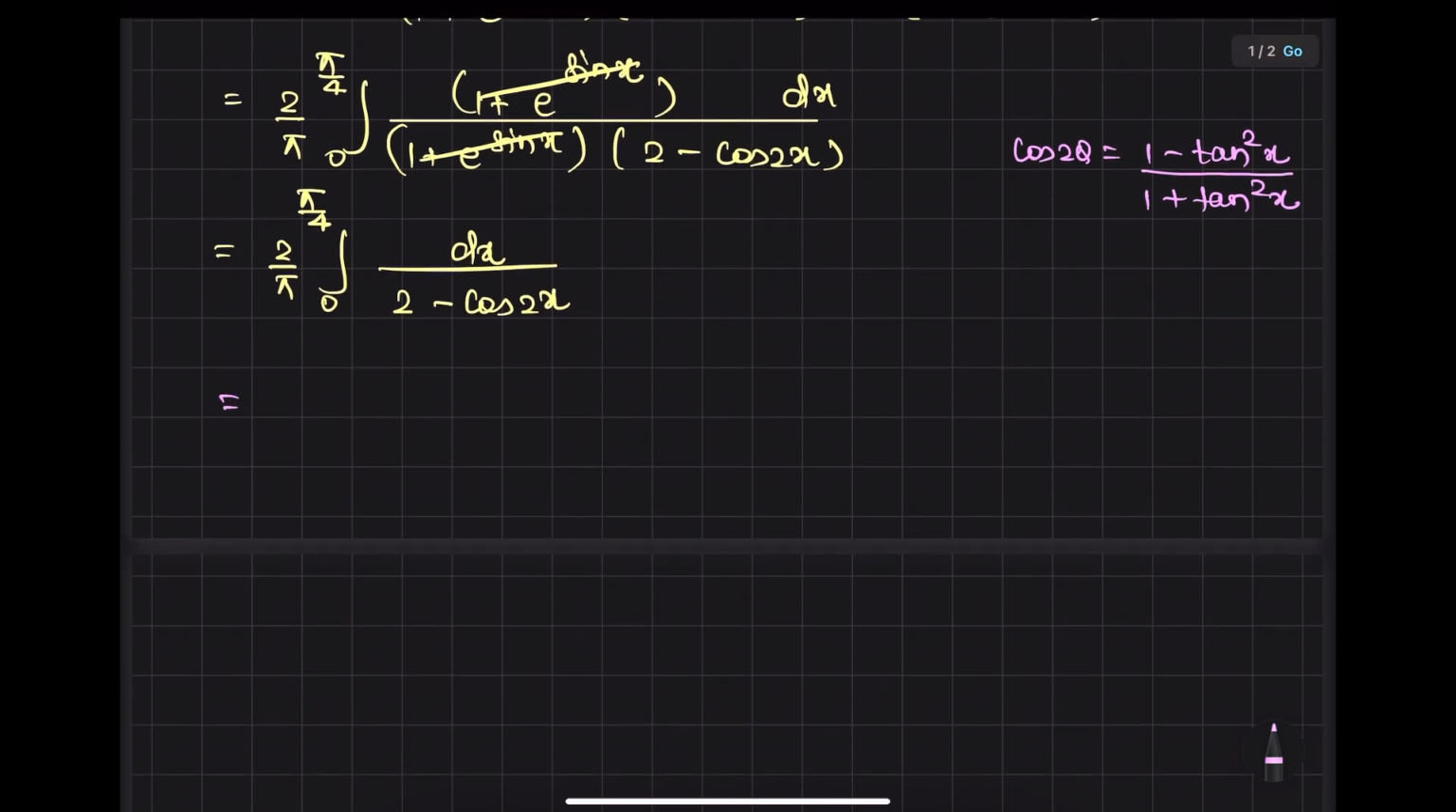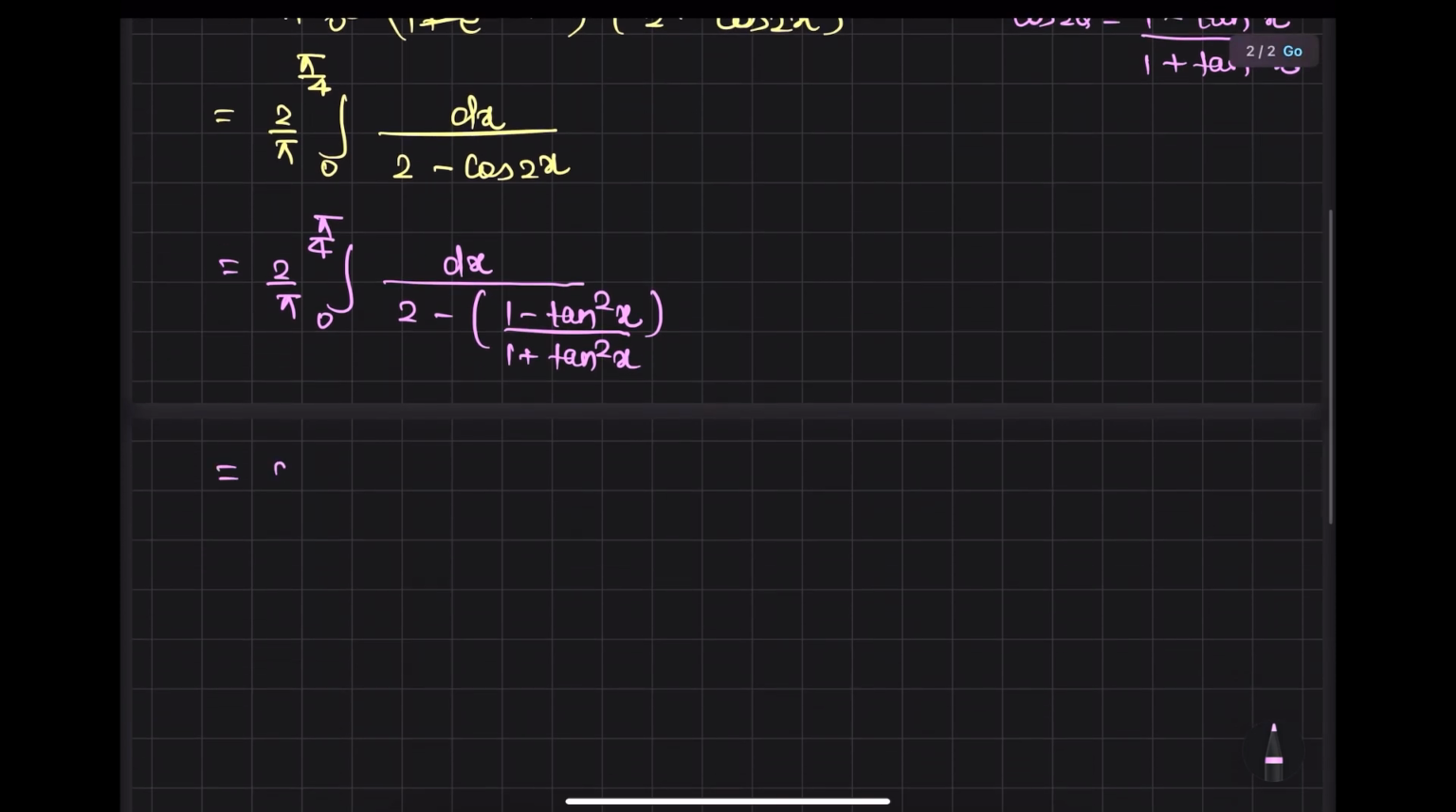Now it will become 2 by pi, and you also know that if you take anything as z, your limit will change. Right now we are not taking anything, we are simplifying things, we are converting, so no need to manipulate the limits. So we have dx by 2 minus 1 minus tan square x upon 1 plus tan square x. Okay, now just be super slow and look at what happens. Please simplify things carefully.